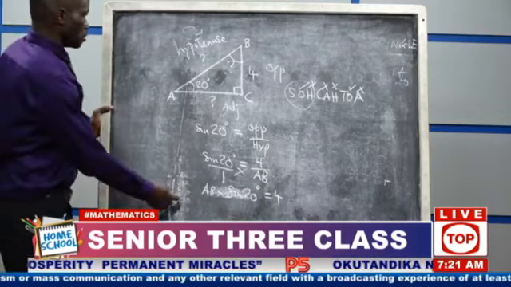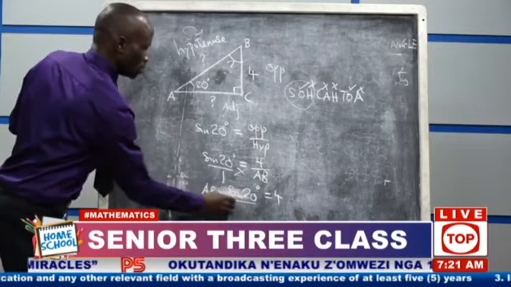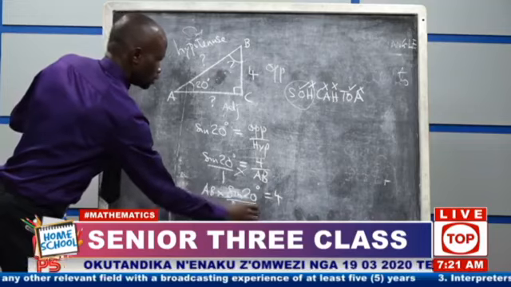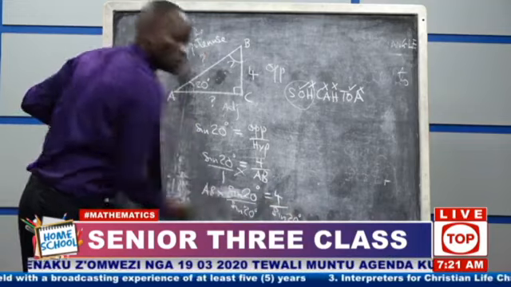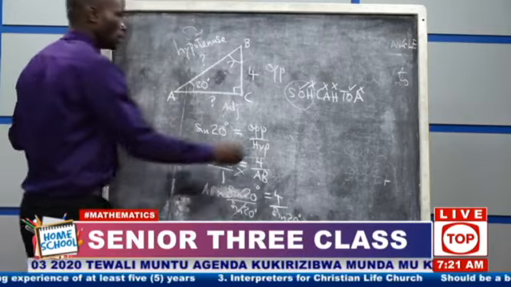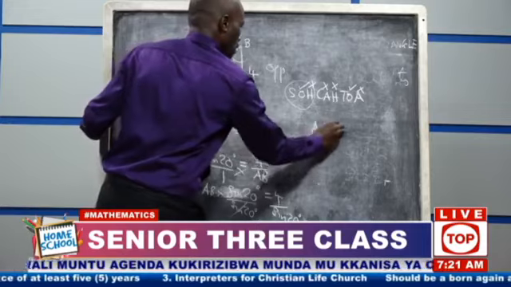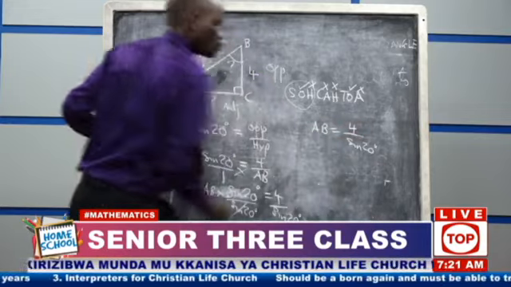But remember the question is, I need the AB. So I'm going to divide both sides by sine 20, so this can cancel with that. Then I end up with AB equal to 4 over the sine of 20 degrees.